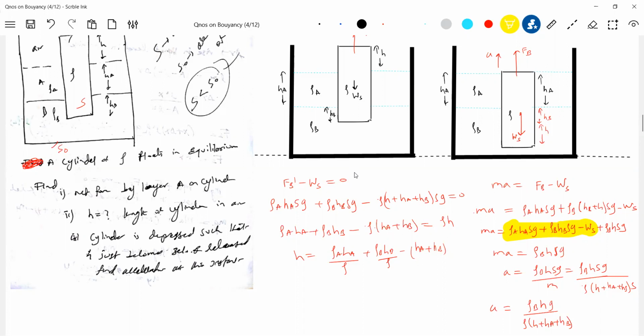Now, come to part one. Net force by layer A on cylinder. The liquid will exert force here, so I'll show the forces. What all I taught yesterday has to be remembered because my classes always maintain continuity. What you studied yesterday, you should be able to recollect. This is something very important. Now what is the net force by the liquid on layer A? It will be 0, no? So shall we put answer 0?